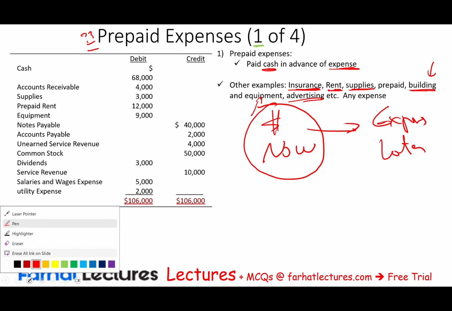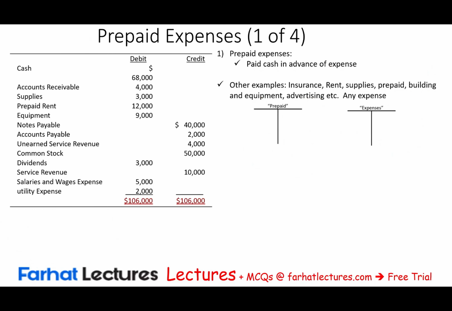Now, when we adjust prepaid, here's what's going to happen. We have a prepaid that is an asset, some sort of a prepaid. When we adjust the prepaid, we debit the expense and we credit the prepaid. So we reduce the prepaid and we increase the expense. Whatever prepaid we have, we are going to expense it. And how do we expense it? We reduce the asset. So an asset goes down, the prepaid, and an expense goes up. That's always the adjustment for prepaid.